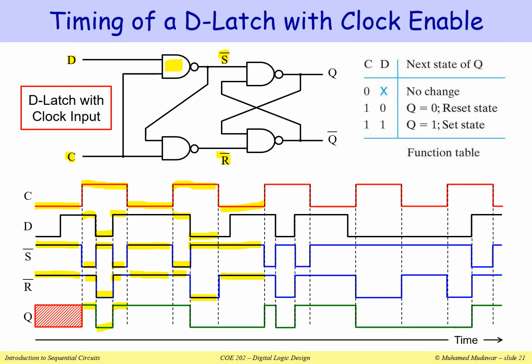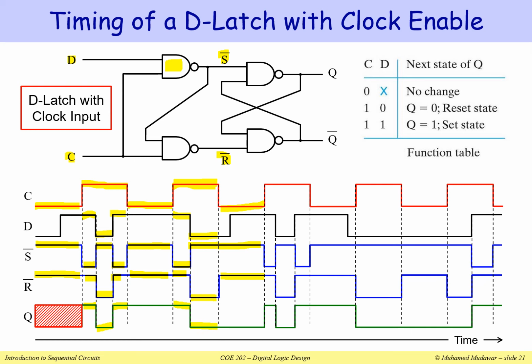Notice that if we look at S bar and R bar, when S bar is equal to 0 and R bar equal to 1, it means a set operation. When S bar is equal to 1 and R bar equal to 0, it is a reset operation. In other words, Q is just copying R bar, and R bar is nothing but D. So Q is just following D when C is equal to 1. Notice here, when C is equal to 1, how Q is just following D. It is identical to D.